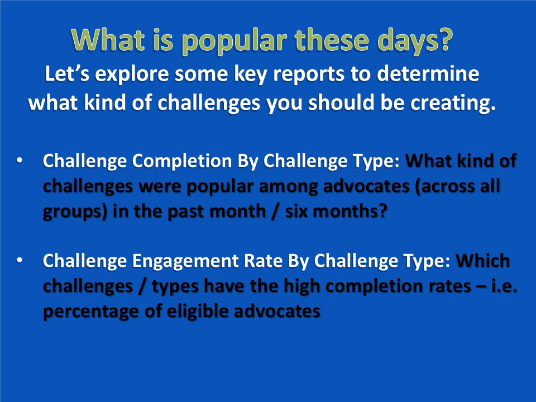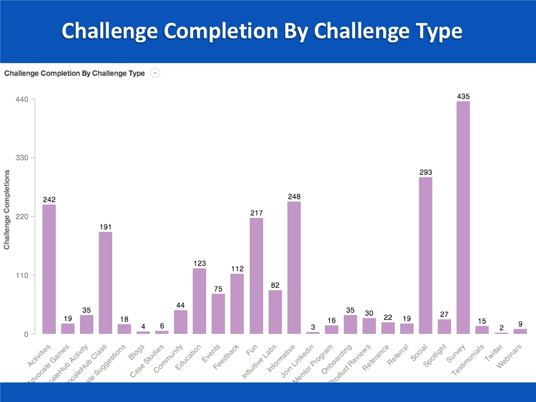But you can choose any time you want. Instead of just what challenges have the highest completion of all time, it's better to think about what is popular these days. So to find out what is popular these days, our VIP advocates like to do surveys. We're going to look into what kind of surveys that is, and social shares, that kind of thing, and informative is coming in third. So we're going to look at these three top challenge types: surveys, social, and informative.